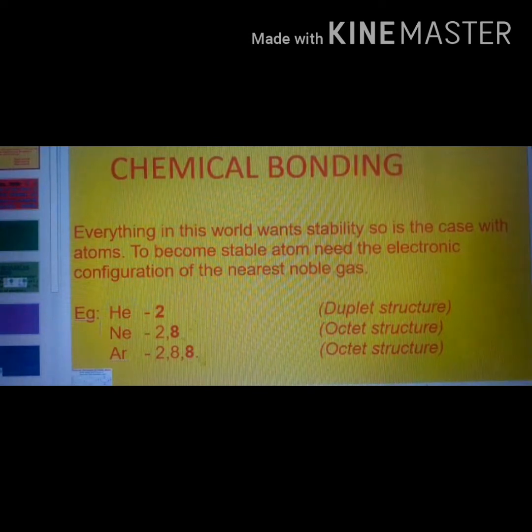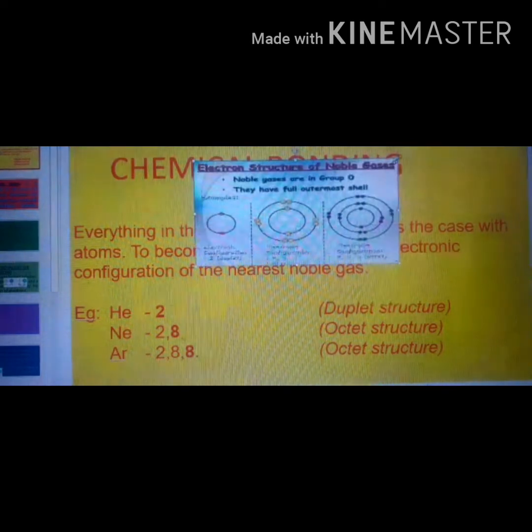The common noble gases are helium, neon, krypton, argon, and xenon. Let us take the example of helium. Helium has only one shell, the K shell, and the maximum capacity of the K shell is 2 electrons. Helium has 2 electrons. This structure is called a duplet structure.